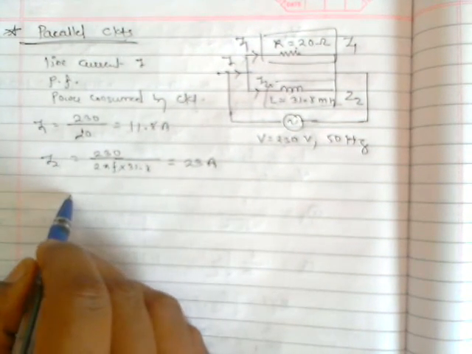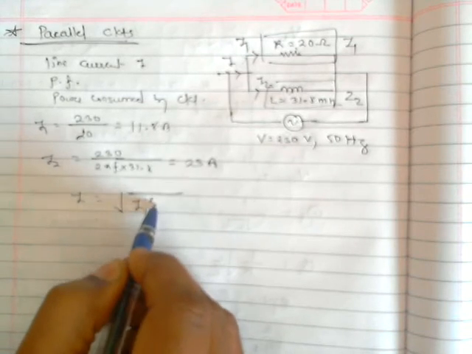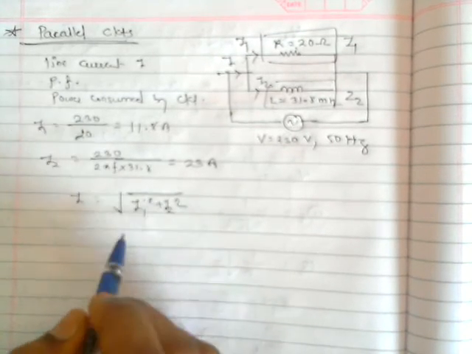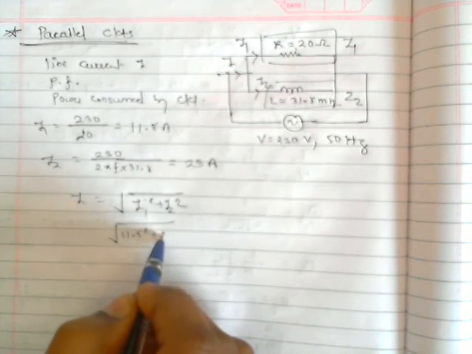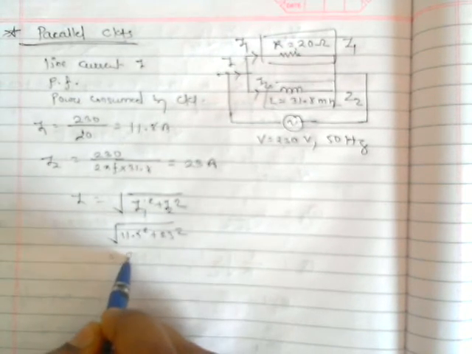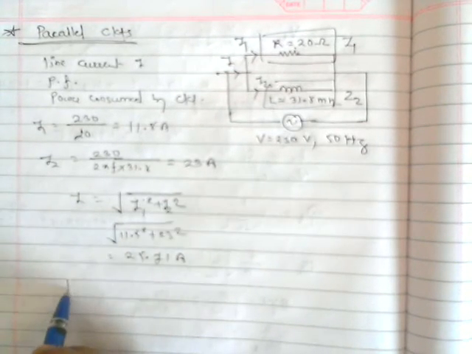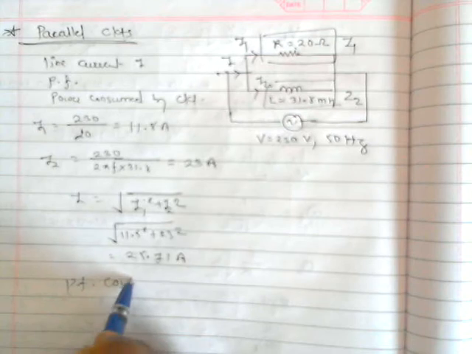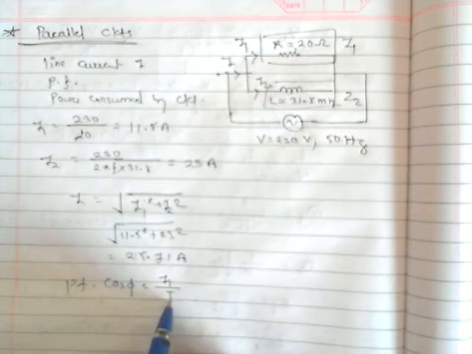Now line current you can calculate as I equal to under root I1 square plus I2 square. So under root 11.5 square plus 23 square, this is nothing but 25.71 ampere. Similarly, power factor cos phi is given as I1 by I.